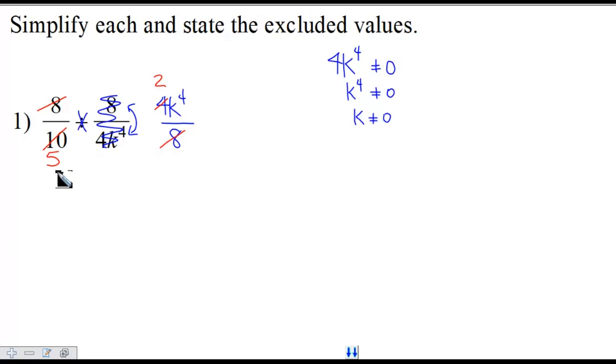After you have canceled or reduced everything that can be canceled or reduced, I want you to then take all the remaining numbers or variables in the numerator and multiply them together. I've got 1 times 2 times k to the fourth. That gives me 2k to the fourth. In the denominator, the only thing I have left is a 5. I always encourage you to double check your final answer. This is a great place to catch things that might need to be simplified further. In this case, I don't have anything else to simplify, so I'll go ahead and box my final answer.